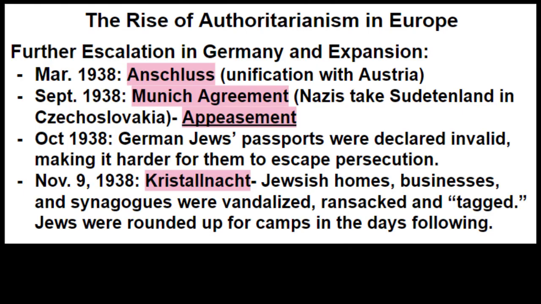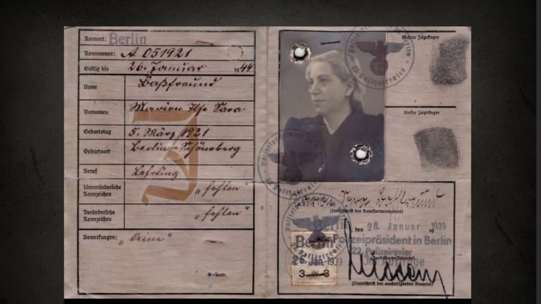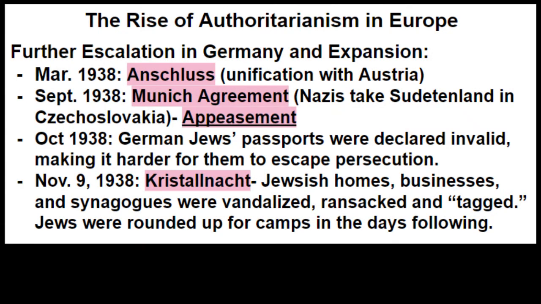In October of 1938, German Jews' passports were declared invalid, making it harder for them to escape persecution in the country. In November of that year, there was Kristallnacht, which, as you may know, is the German word for the night of broken glass. Jewish homes, businesses, and synagogues were vandalized, ransacked, and tagged, meaning they were tagged as Jewish-owned businesses or Jewish homes. And Jews were also rounded up for camps in the days following.